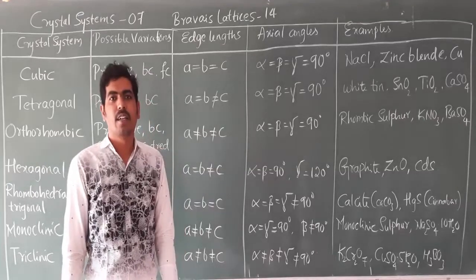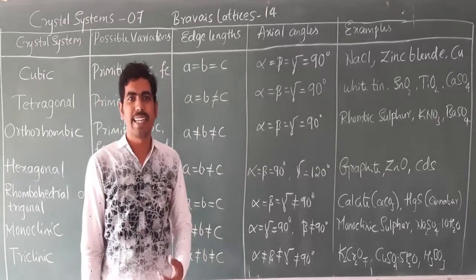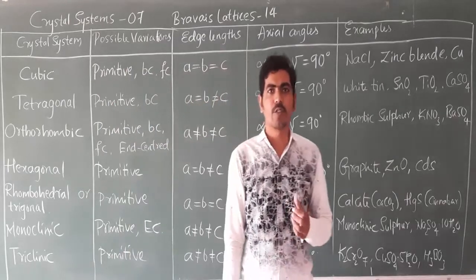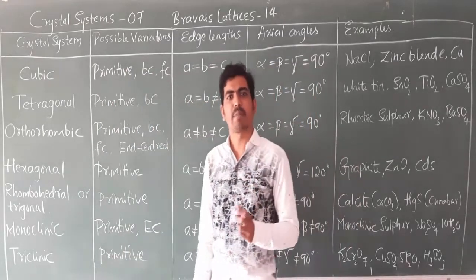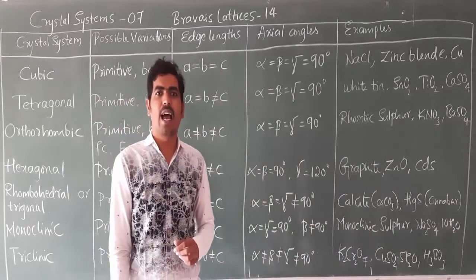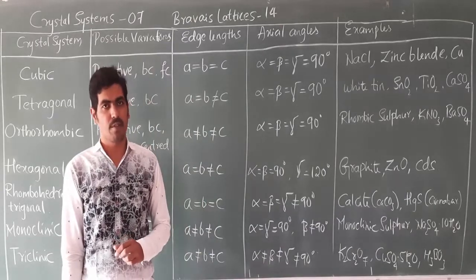Hi everyone. In the previous video, we studied the unit cell and the types of unit cell. The unit cell can be classified into two types: primitive unit cell and non-primitive unit cell.